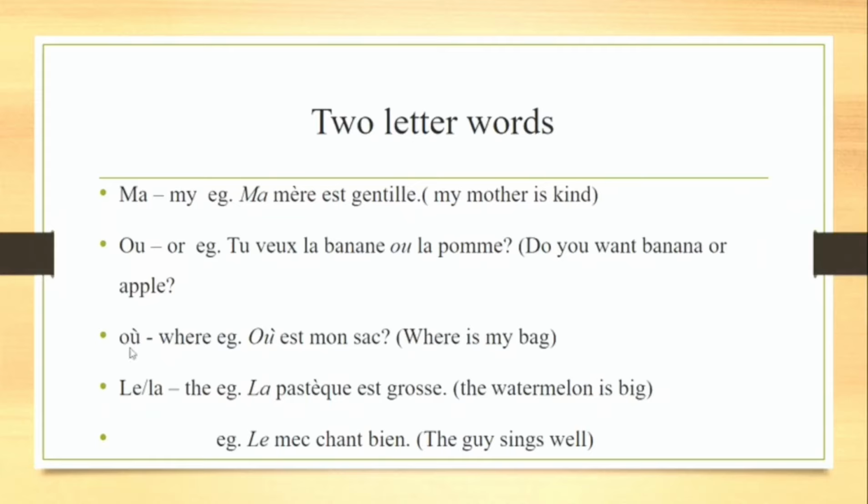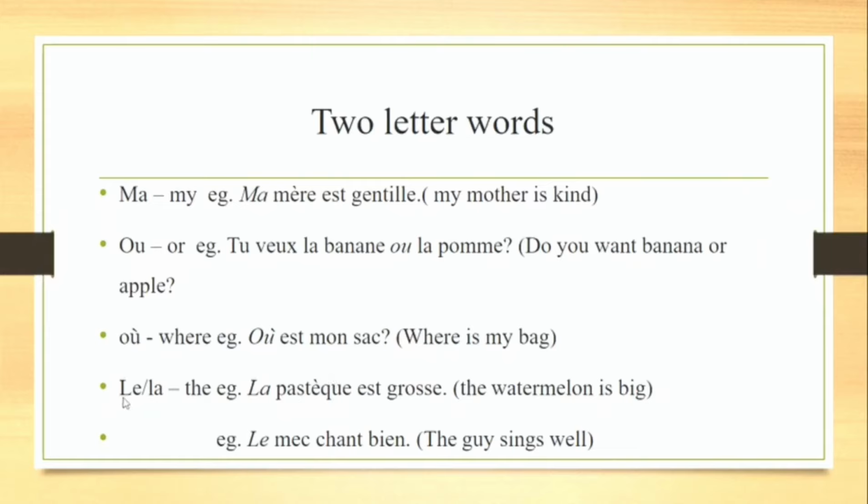This word is also pronounced the same as this, ou. The only difference is this accent. This accent differentiates this word from this. So with this accent, the word means where. Without this accent, it means or. Example, où est mon sac? Where is my bag?